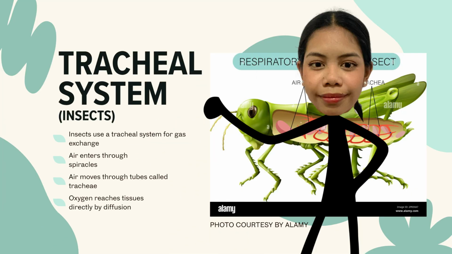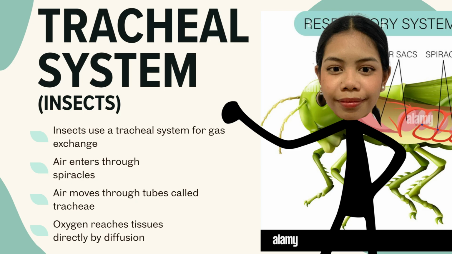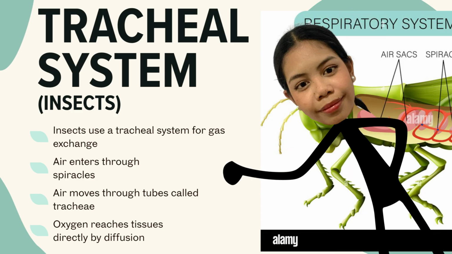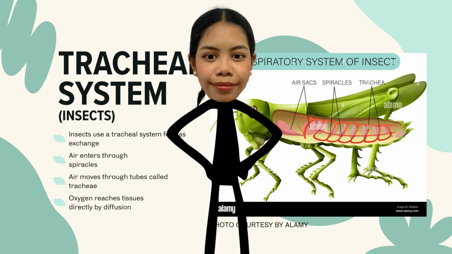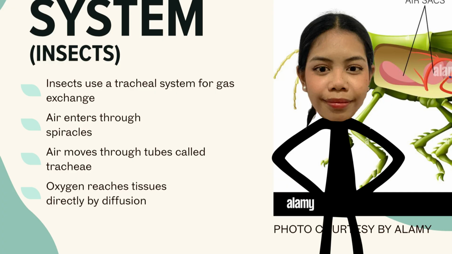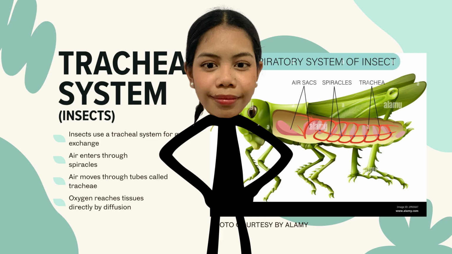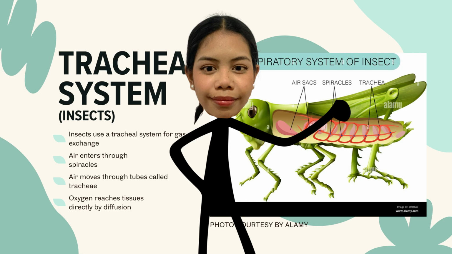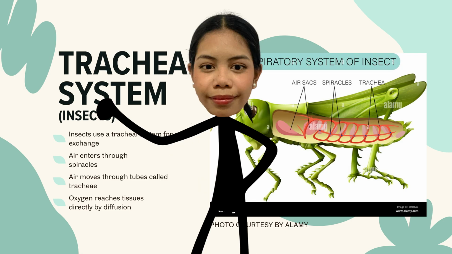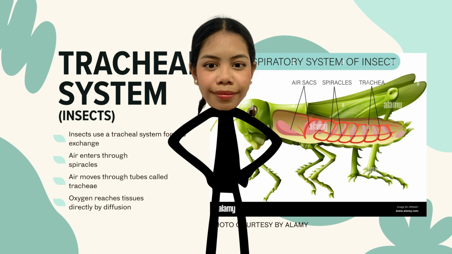Insects use a tracheal system for gas exchange. Air enters through small openings in their bodies called spiracles. The air then moves through tubes called trachea. Oxygen reaches the tissues directly by diffusion without needing a circulatory system to transport it. Carbon dioxide diffuses out the same way. This system allows insects to efficiently exchange gases despite their small size.